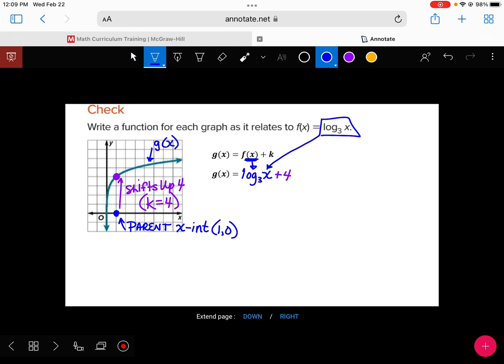All we were doing on these and all the ones on the homework that are similar to this, you're just figuring out what k is.